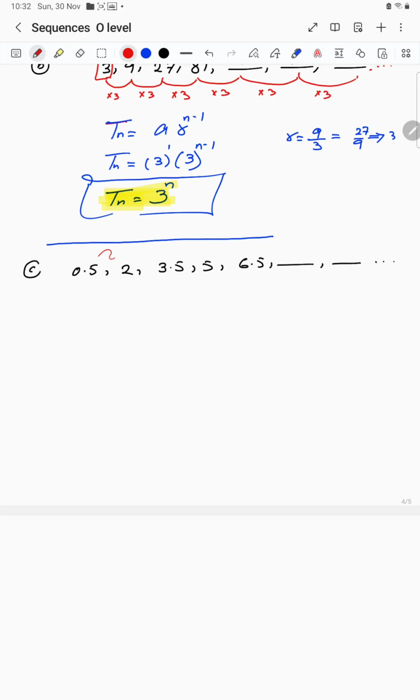Here you can see the first term is what? 0.5, that means 1 by 2, and then 2. Okay, if I write it by removing the decimal: 1 by 2, then 2, then 35 by 10, that is 7 by 2, then 5, and 13 by 2, and so on. It means one number is an integer, one number is a fraction.